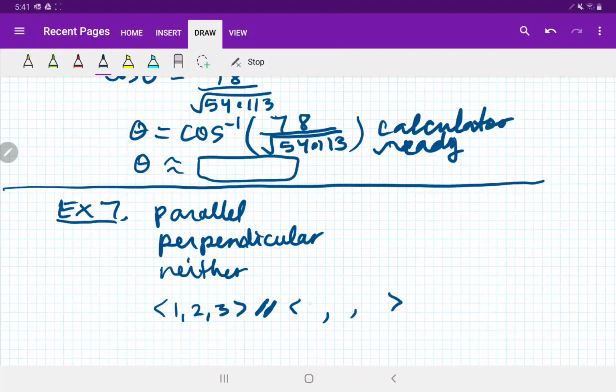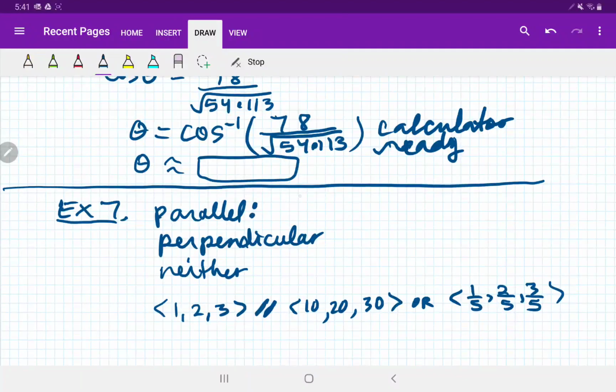Now it's parallel to any multiple. So it's parallel to 10, 20, 30. Or it's parallel to, you could divide by a number: 1/5, 2/5, 3/5. So do you remember what the actual rule was, though?